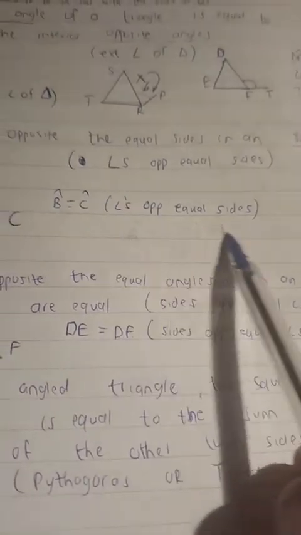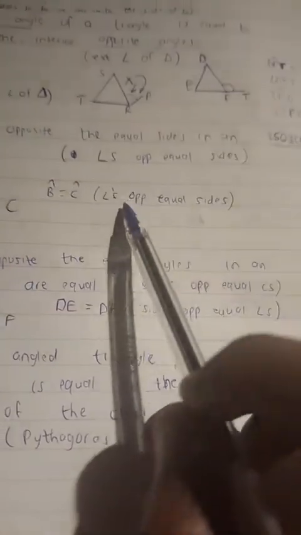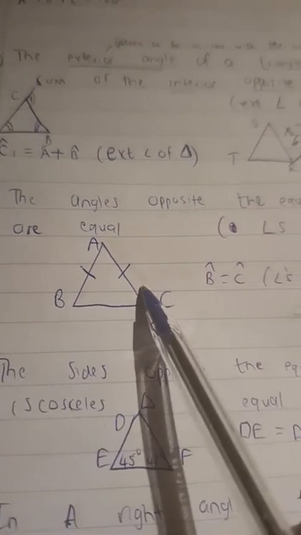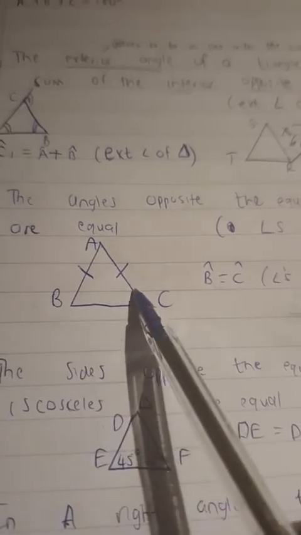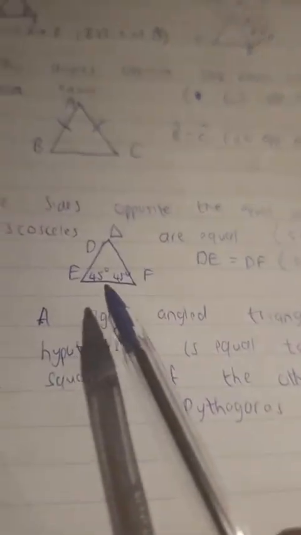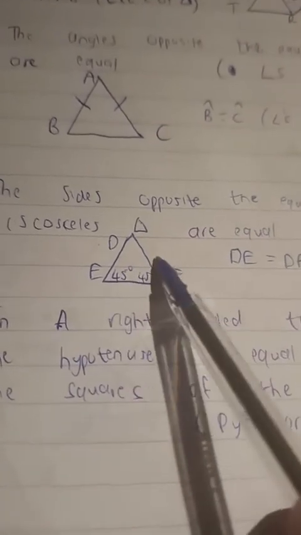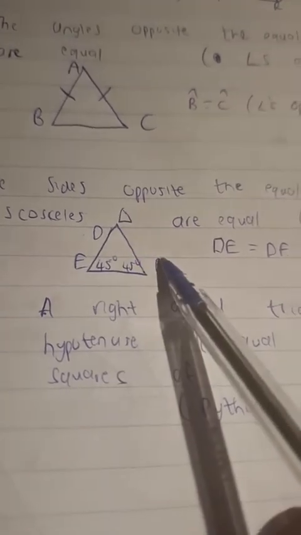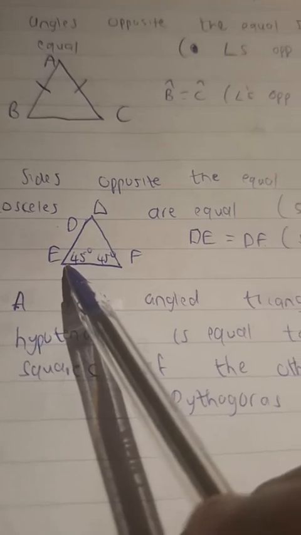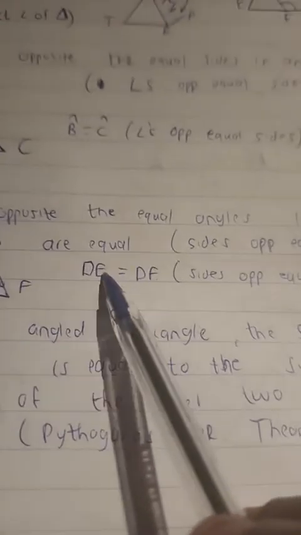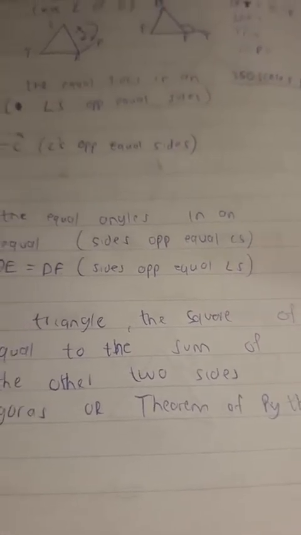So you could say it's the reverse of this. This one said if this and that are equal, then angle B is equal to angle C. What was the reason? Angles opposite equal sides. But if it's the angles that are equal, then it follows that the sides opposite those angles are equal. So that's why we say sides opposite equal angles. DE is equal to DF.